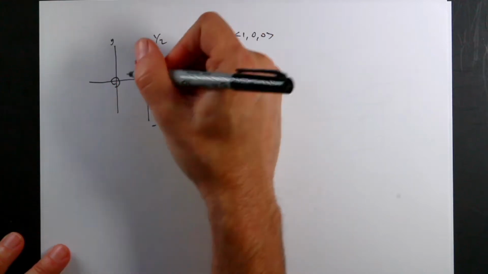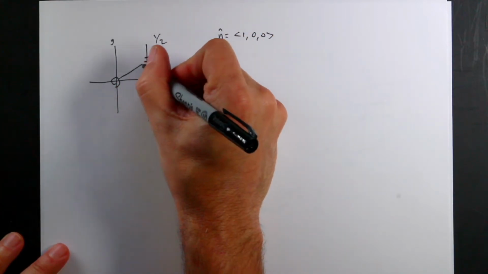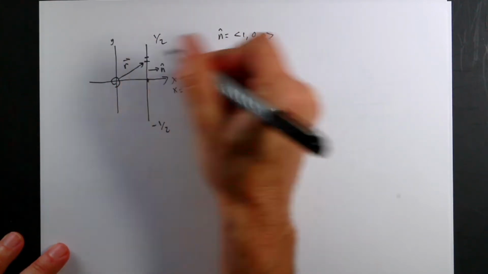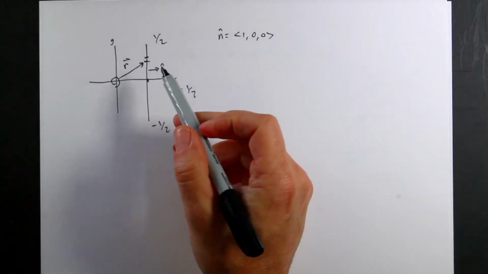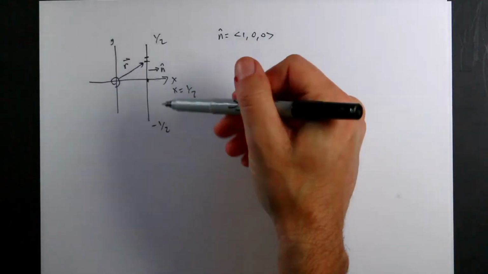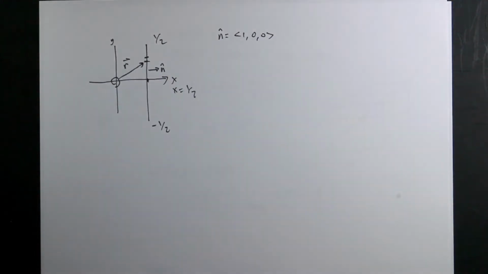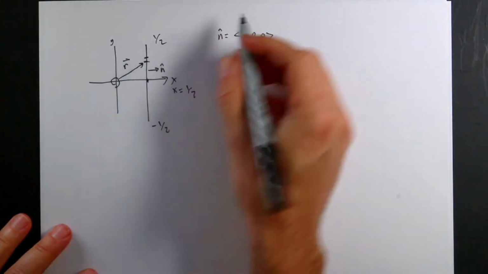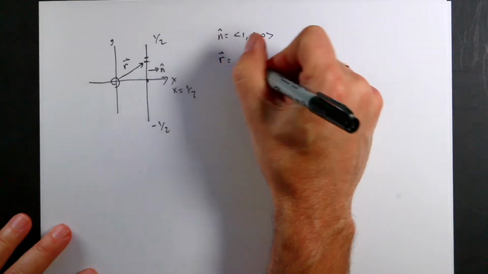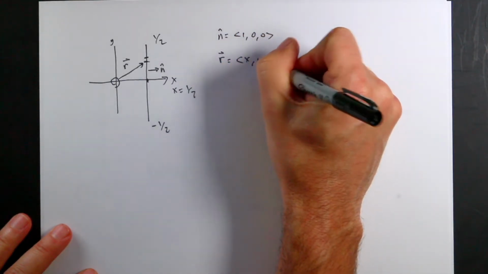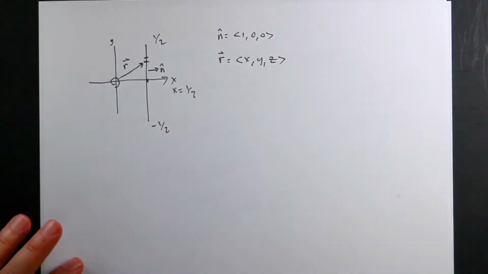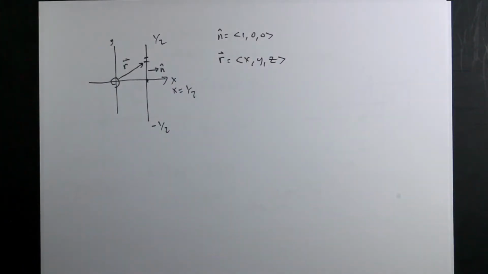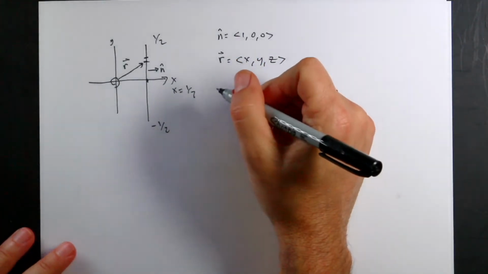Now I need to find this, r. Because remember, I'm trying to do r dot n hat, and then I can integrate over this surface, which is in the yz plane. So I can just write the vector r. Since the charge is at the origin, I can write this as r equals vector x, y, z. So it has an x coordinate, it has a y coordinate, it has a z coordinate. Simple. Not simple, I'd take that back.